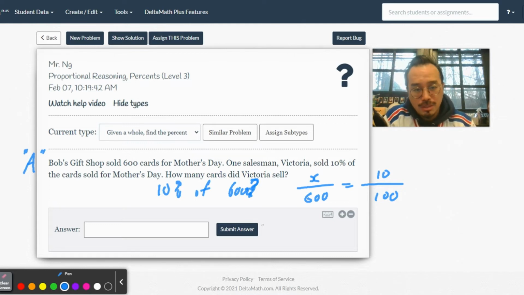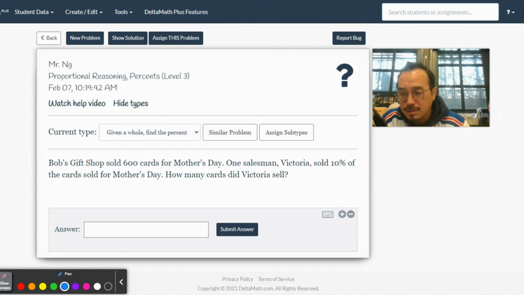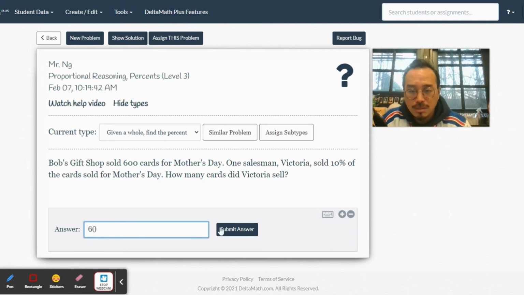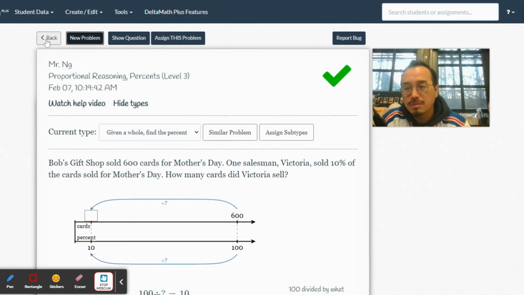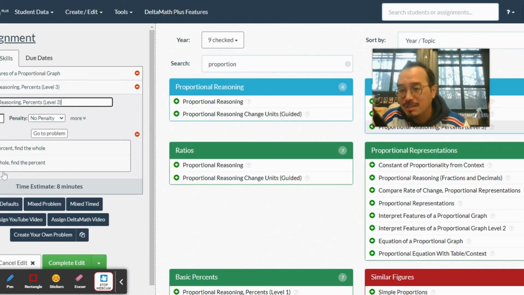Let's see. 6,000 divided by 100. That's 60. So she sold 60 cards. So 60 goes right there. Let me put that in. Submit your answer. That's it. Nothing crazy. Let's do the next kind of question for homework.